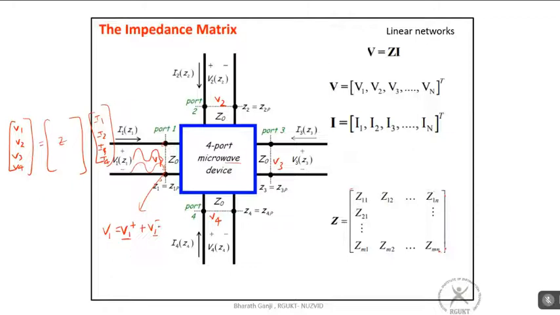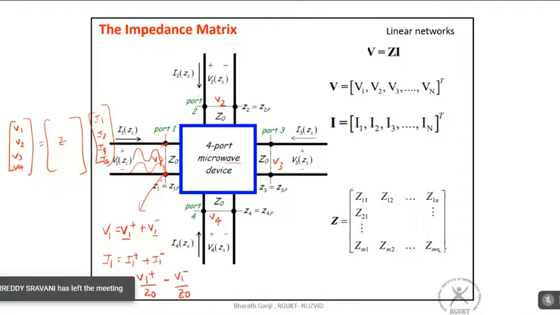Okay, but if you ask me what is the current at this port, the current at that port will be I1 plus I1 minus, right? So the summation of forward current plus backward current. Or in fact, you can also write, if you know the characteristic impedance Z0 of this line, that this can be written as V1 plus divided by Z0, minus V1 minus divided by Z0. So that is another way to write the current.